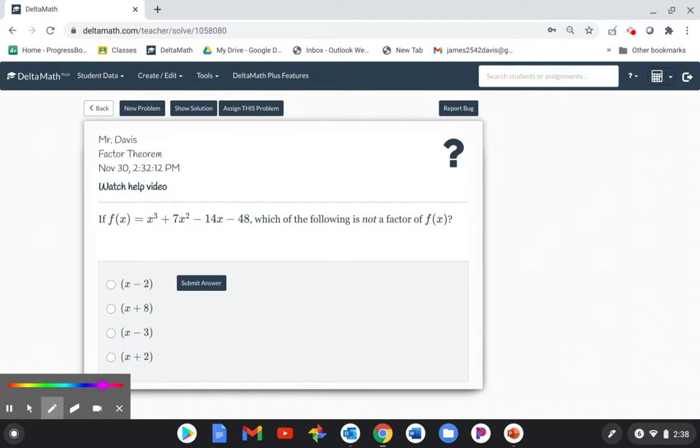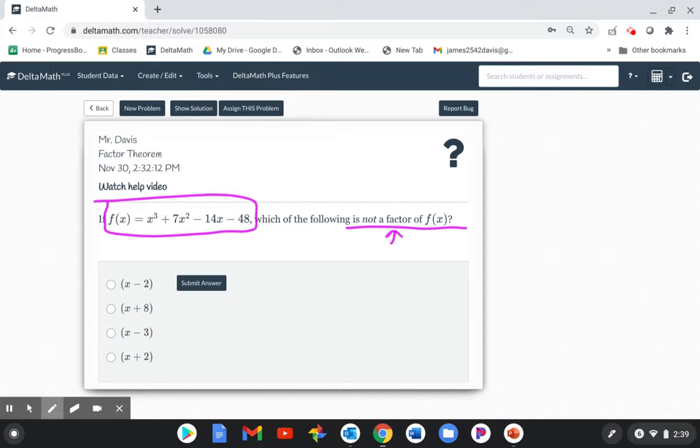So our first question, we're given this function f of x, and we're given a series of x minus c's. We have to figure out which one is not a factor. So if we're trying to find out which is not a factor, the translation is which one will have a remainder. Because if it has a remainder of 0, in other words, no remainder, then it would be a factor. So which of these would give us a remainder when we do synthetic division? Well, let's just start with the first one.